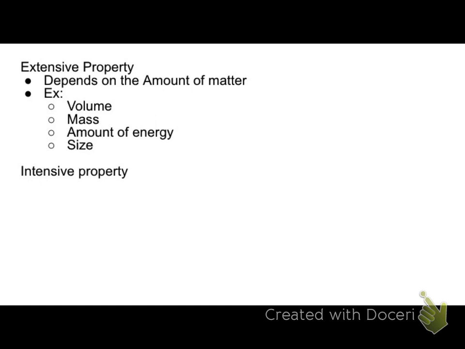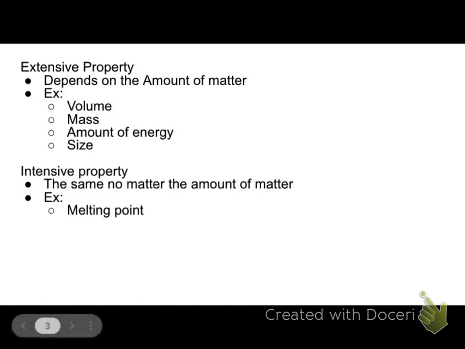Whereas an intensive property is the opposite of this, where this is a property that's going to stay the same no matter how much you have. For example, the melting point. It doesn't matter if I have 100 gallons of water or a teaspoon of water. The temperature at which water goes from ice to liquid doesn't change. So having more water isn't going to change what temperature that happens at. Whereas having more water would change the mass. So that's your difference between an extensive and an intensive property.